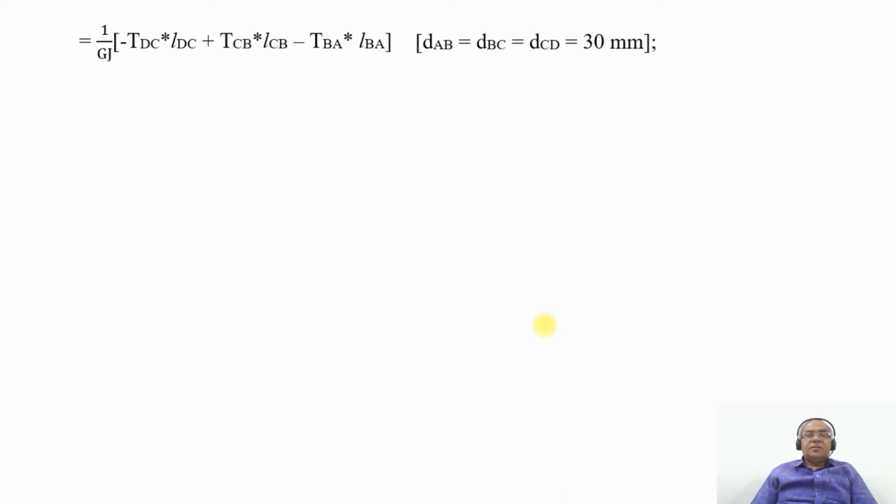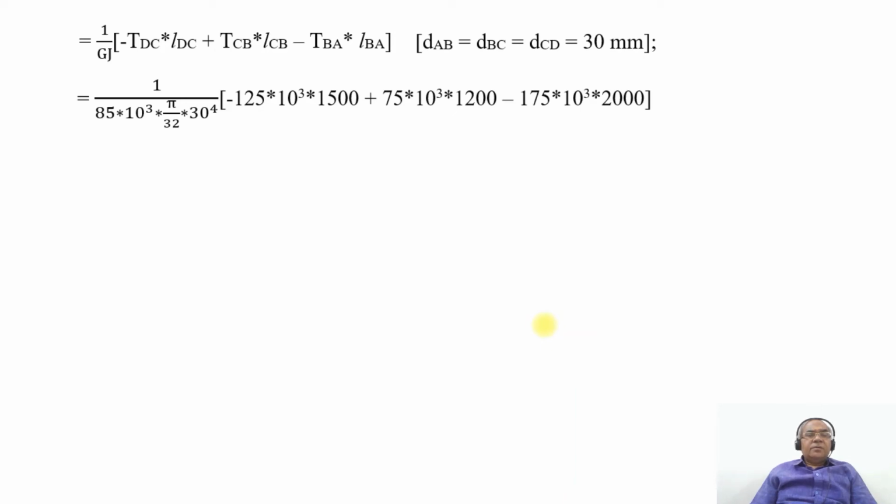As DAB equals DBC equals DCD equals 30 mm, we have 1 by 85 into 10 to the power of 3 into pi by 32 into 30 to the power of 4. Open the bracket. Then it is minus 125 into 10 to the power of 3 into 1500 plus 75 into 10 to the power of 3 into 1200 minus 175 into 10 to the power of 3 into 2000. On simplification, you are going to get minus 0.0662 radians.